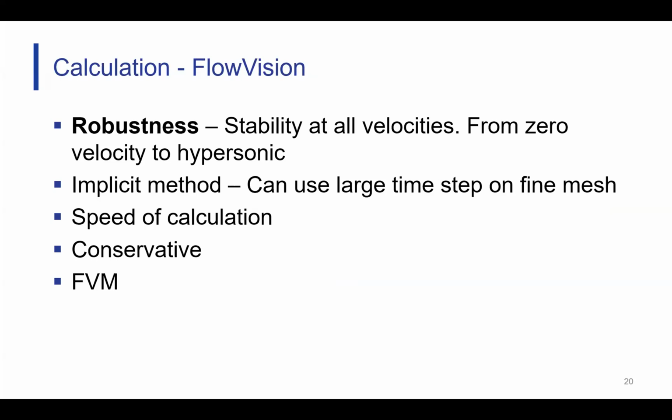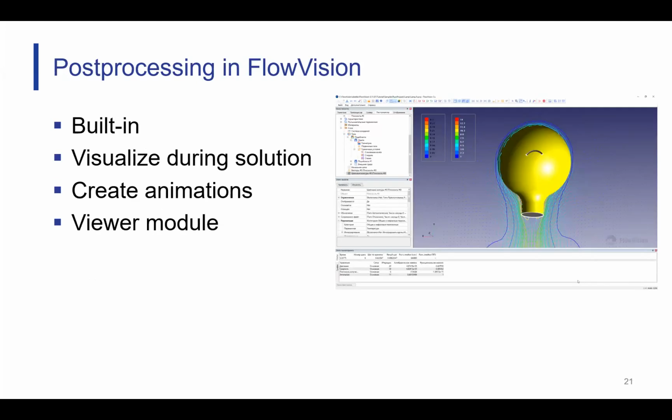FlowVision tries to remove as much of this pain as possible by making a really robust solver. We focus on robustness. This is stability at various velocity. We go from stationary flows all the way to hypersonic, which is Mach 5. There's a variety of methods for the solver to interact with the mesh. We use a finite volume method. This is the FVM. This is industry standard. Most solvers are going to be using this. And again, all of our selections, implicit method, conservative methods, is all to ensure that you have a stable and a fast calculation.